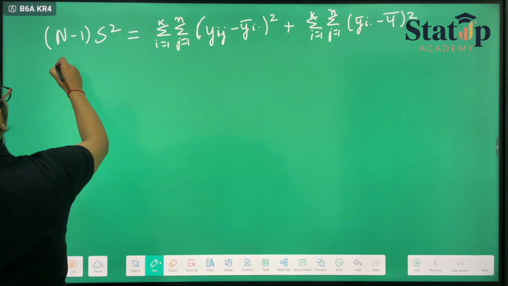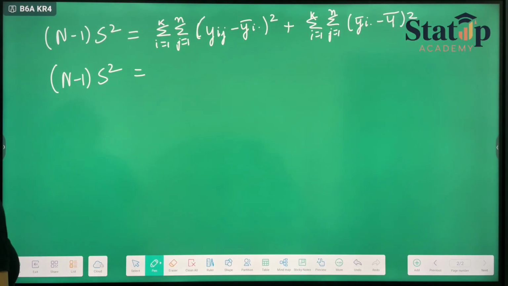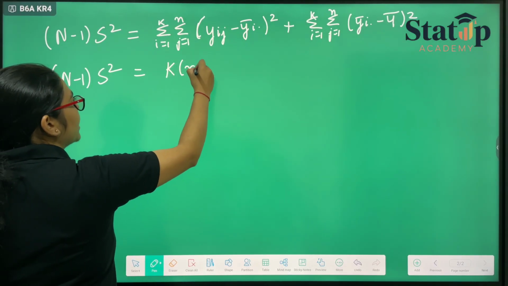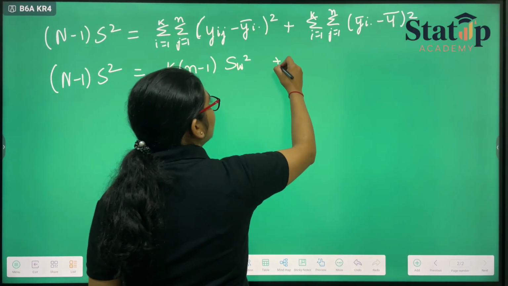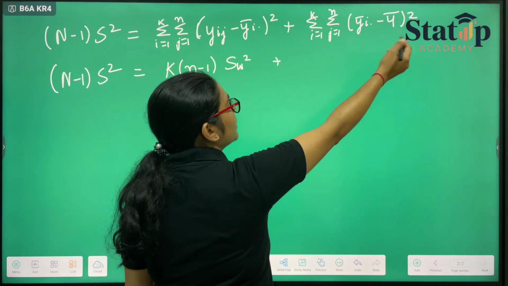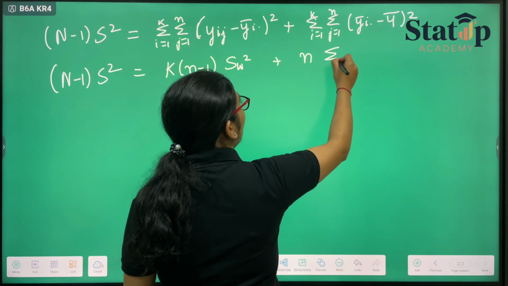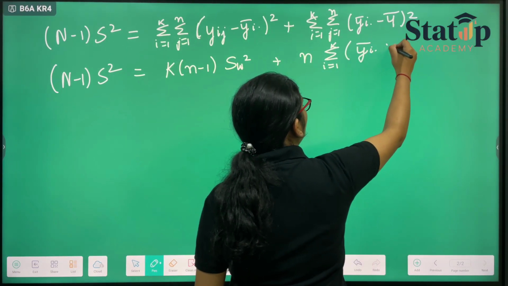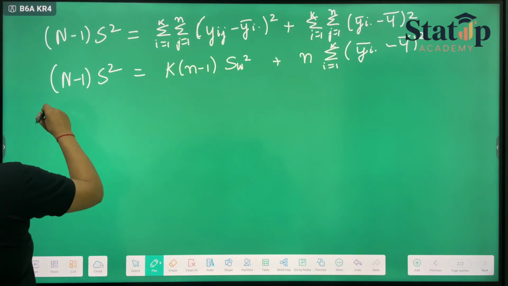This can be written. Now this is nothing but this formula. Let me write it first: k into n minus 1 Sw square, and here there is no j term, so the summation over j gives n, and we are left with summation i goes from 1 to k, y bar i dot minus capital Y bar whole square.